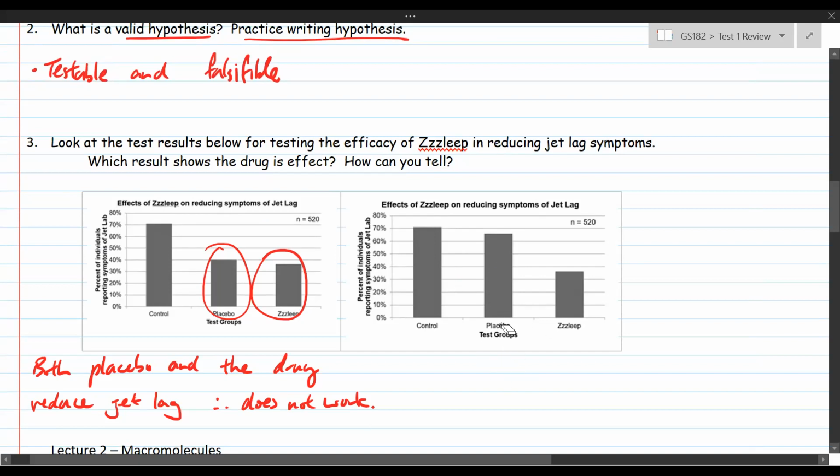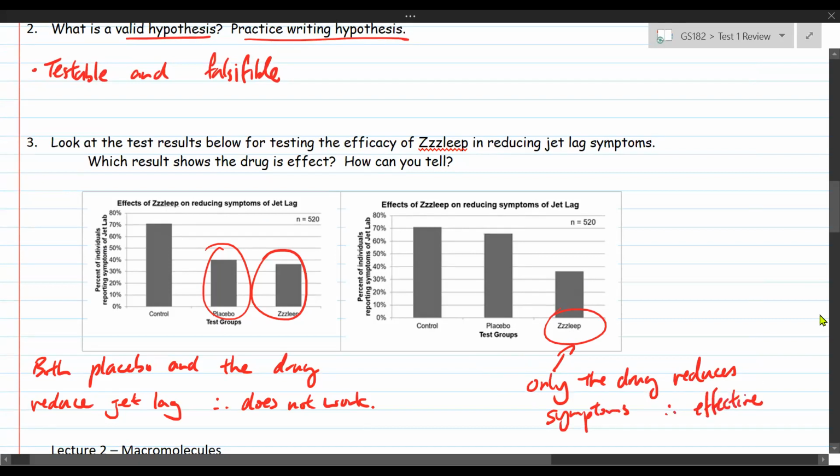Next one. Placebo is similar to control, and the medicine is able to reduce. So only the drug reduces symptoms, therefore effective.